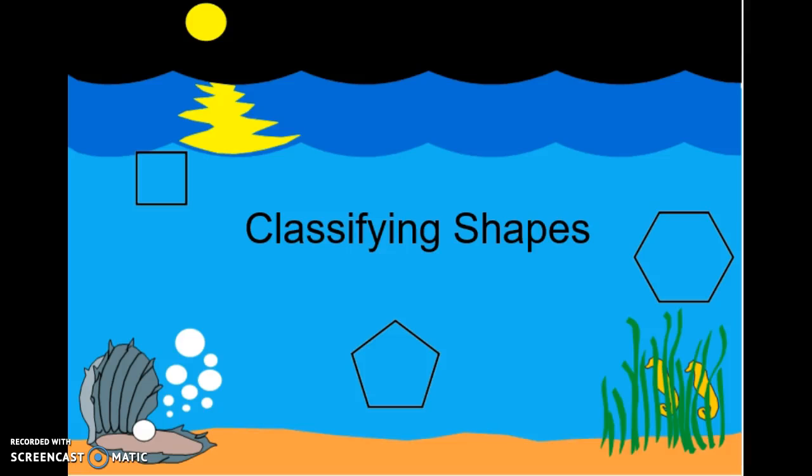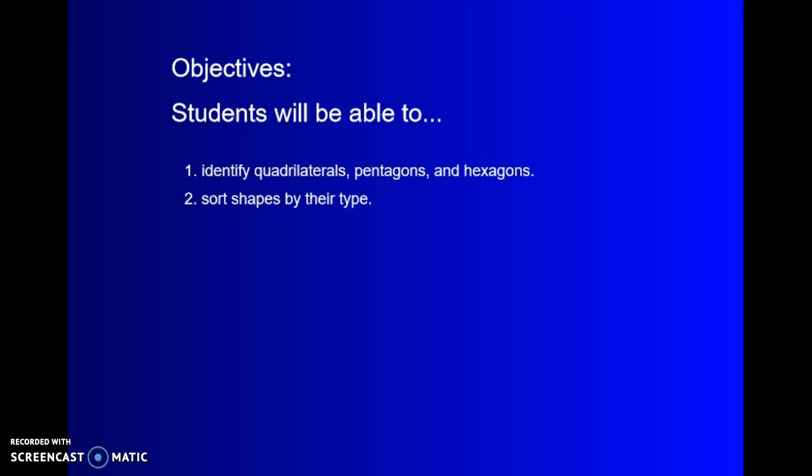Good morning, class. Today we will be learning about classifying shapes. So our objectives for today are students will be able to identify quadrilaterals, pentagons, and hexagons, and students will be able to sort shapes by their type.